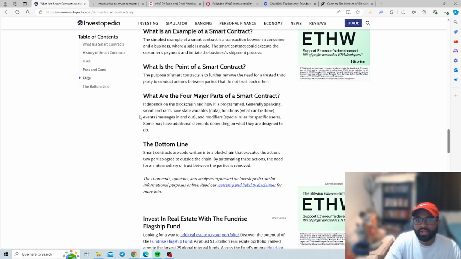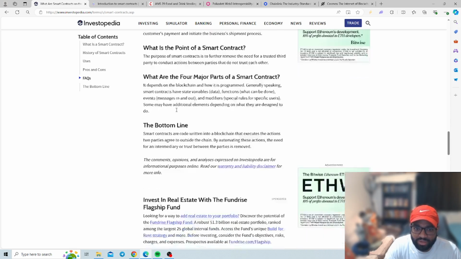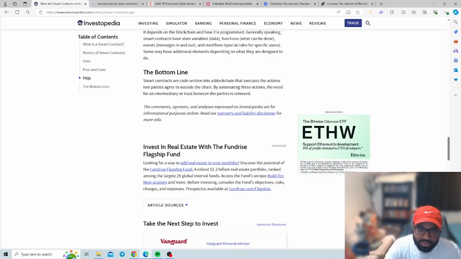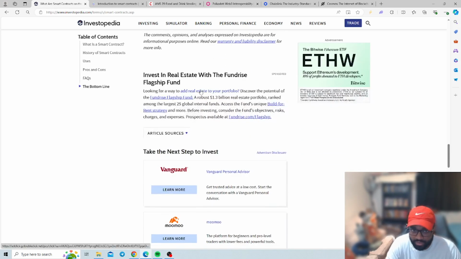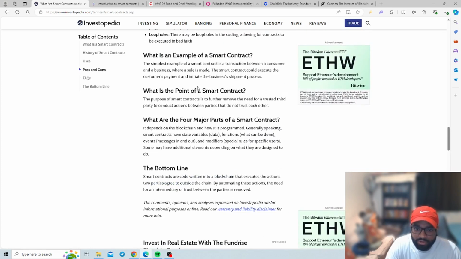It depends on the blockchain and how it's programmed. Generally speaking, smart contracts have state variable data, functions, and what can be done, events, messages in and out, and modifiers. Some have additional elements depending on what they're designed to do. Bottom line, smart contracts are written into the blockchain and execute the transactions between two parties agreeing outside the chain. By automating these actions, the need for an intermediary or trust between parties is removed. So this just allows people to move more fluidly.